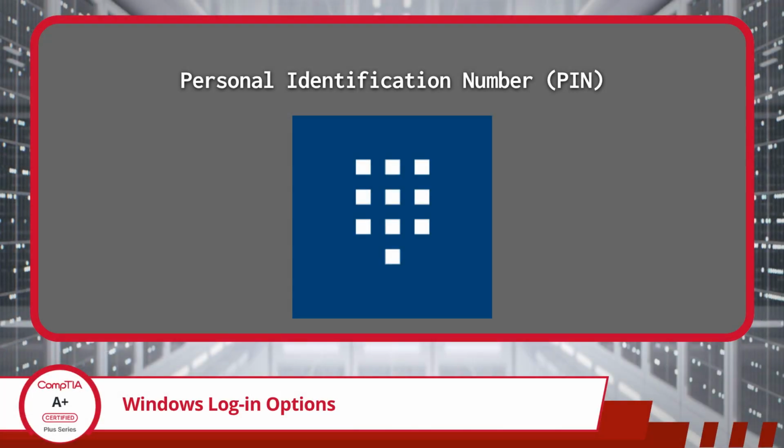A personal identification number, or PIN, is a simpler alternative to a password, and it's unique to your device. Unlike a password, a PIN stays local to your machine and cannot be used on other devices or online services, making it a bit more secure in certain contexts. To set it up, go to Sign-in Options, select Windows Hello PIN, and create your PIN.